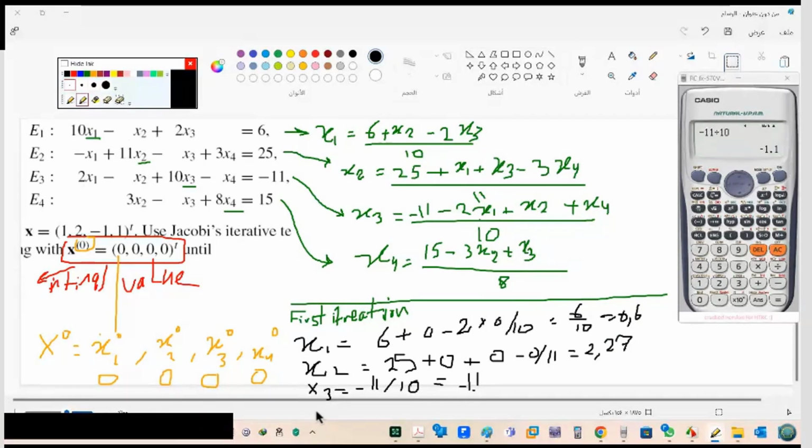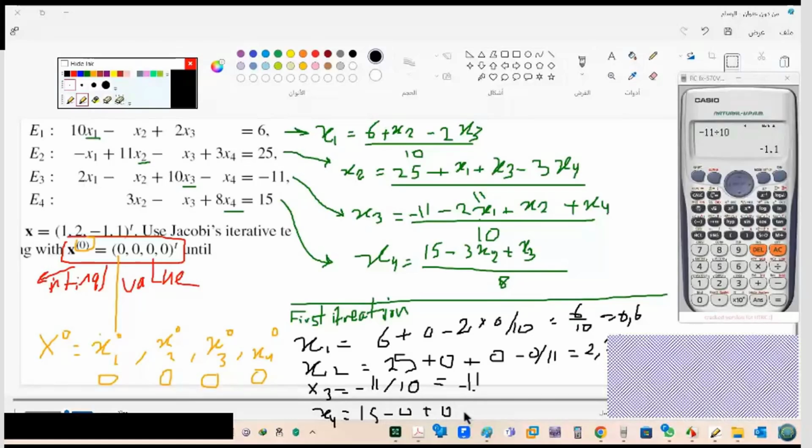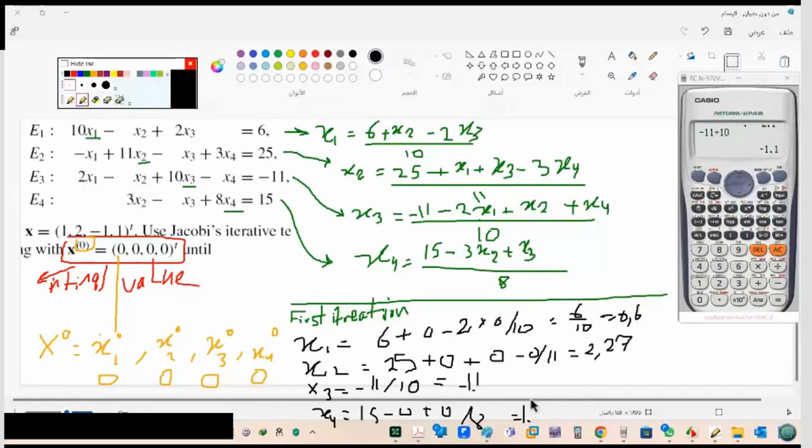Last value, x4, is 15 minus 0 plus 0, okay, over 8. That means 1.75, correct? Is it correct? 1.75. Use calculator, check again. It is 15 divided by 8, 1.875, sorry, I made a mistake.